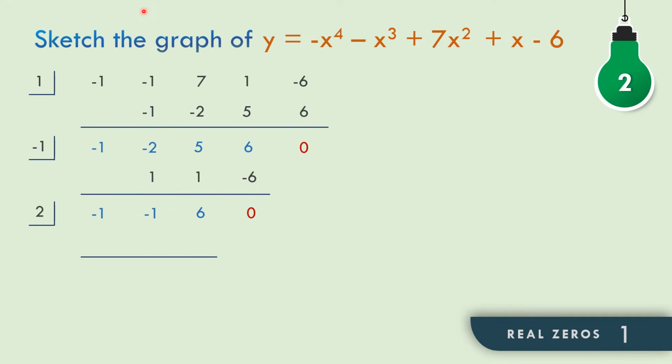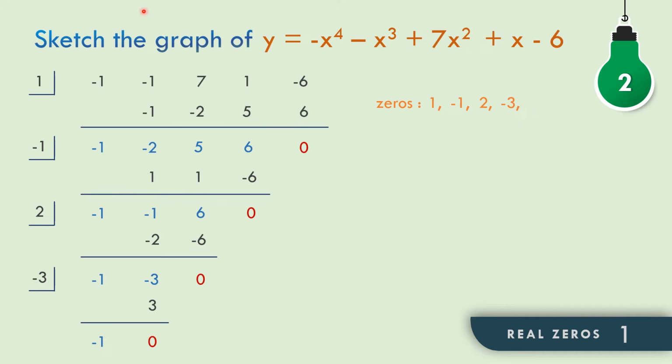So again, let us divide. Divide it by 2, so that the remainder must be equal to 0. So let us try to bring down negative 1. Negative 1 times 2 is negative 2. Negative 1 minus 2 is negative 3. Negative 3 times 2 is negative 6. So the remainder is 0. And then the last one, let us try negative 3. Bring down negative 1. Negative 1 times negative 3 is positive 3. Negative 3 plus 3, the answer is equal to 0. So the zeros are 1, negative 1, 2, and negative 3.